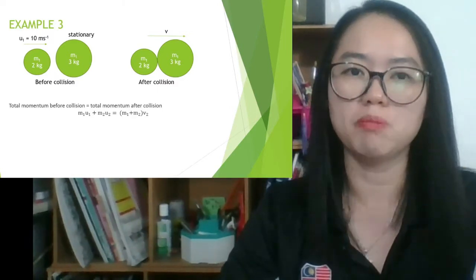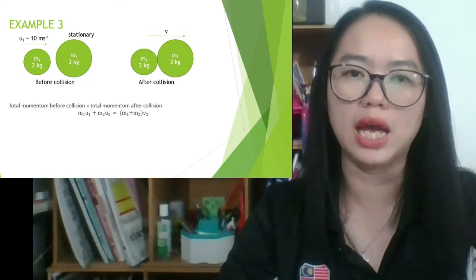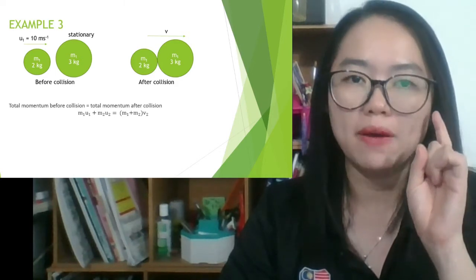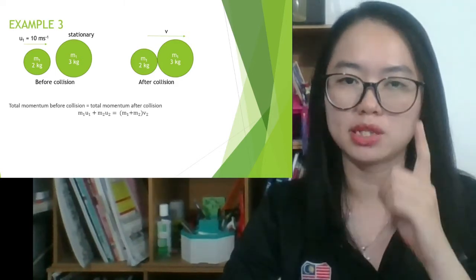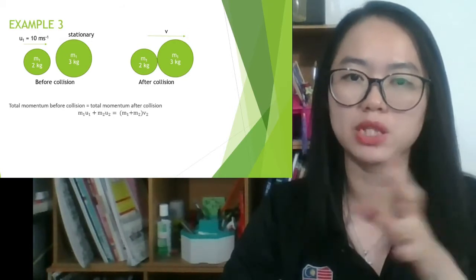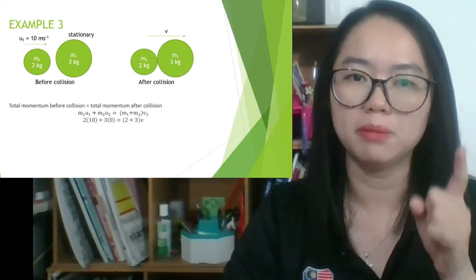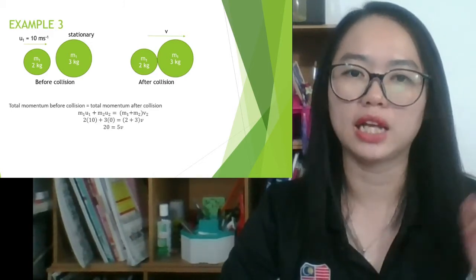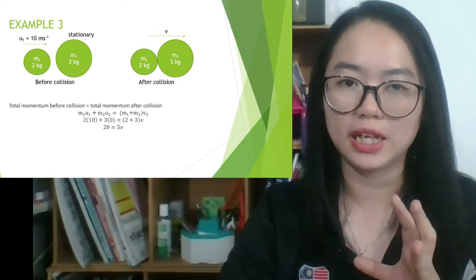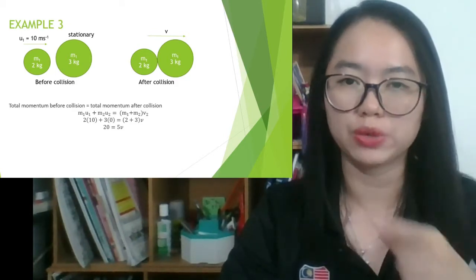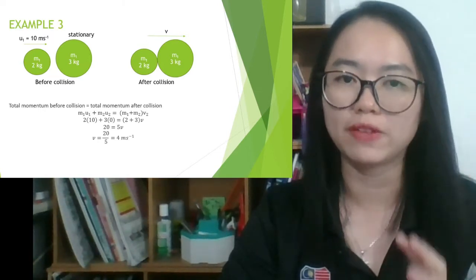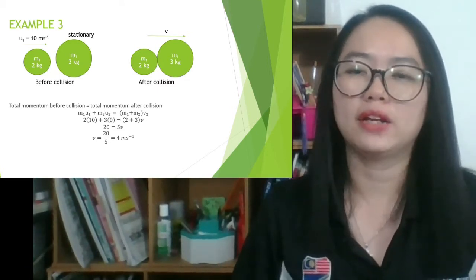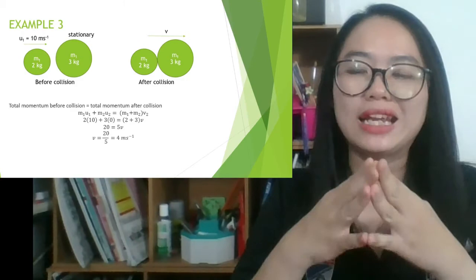Then I just substitute the masses. m1 is 2 kg, m2 is 3 kg, and u1 is 10 meters per second. u2 is 0 because the ball is stationary. Then I substitute inside and I'll get this formula: 2 times 10 plus 3 times 0 is equal to (2 plus 3) multiplied by v. Then after that I'll get 20 equals 5v. Then I just rearrange it. I'll get v equals 20 over 5, and I get 4 meters per second. So this is how I get the answer to the problem involving inelastic collision.